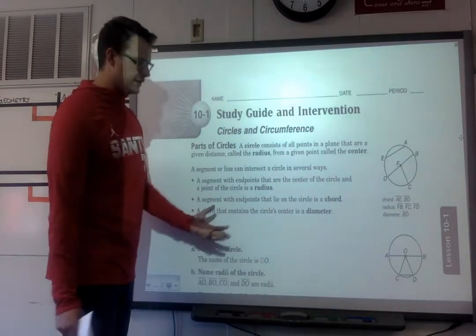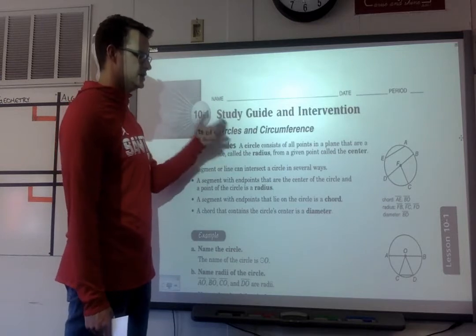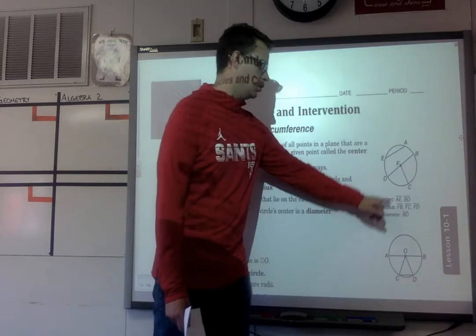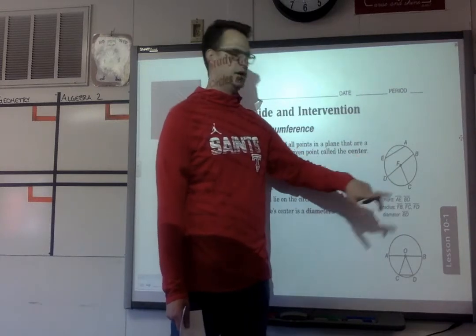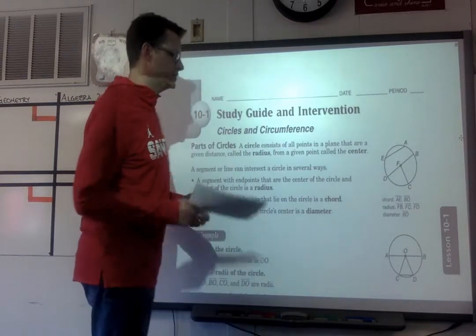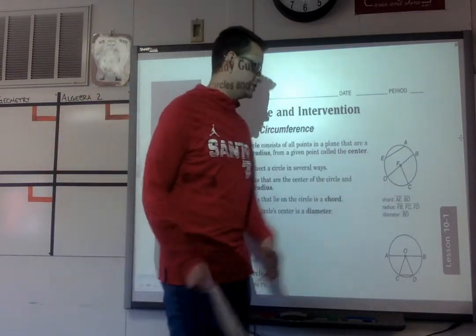In the examples we're going to get into, they're going to ask to name the chords, the radius, the radii, the diameters. Again, the diameter will also be a chord, and the diameter is always twice as long as the radius. Now, when you name a circle, it is always named by the center point.